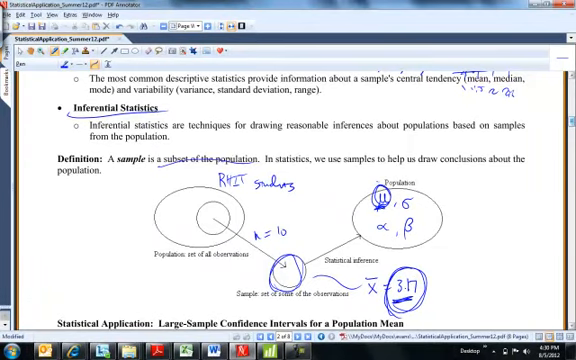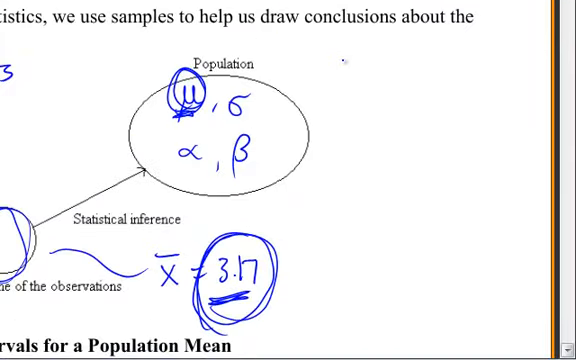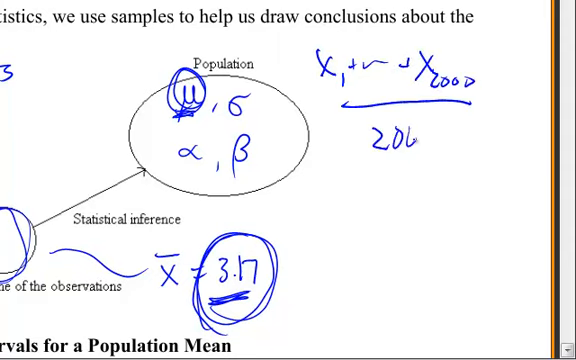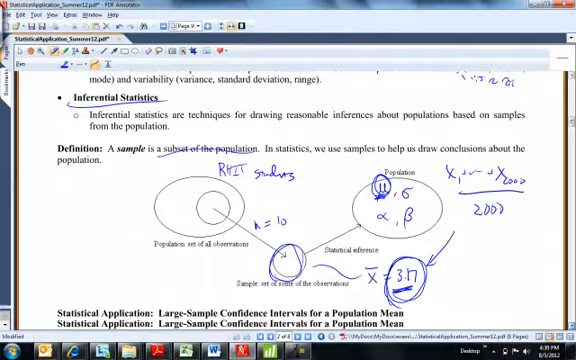If I took every single student at Rose, there's about 2,000 now, and let's say I averaged all 2,000 GPAs, divided by 2,000. Is 3.17 a good indicator of what the true mu is? We could find mu if we could talk to the registrar and they give us every single GPA, but probably the best we can do is get a random sample and then try to infer how close to the true mu we are.